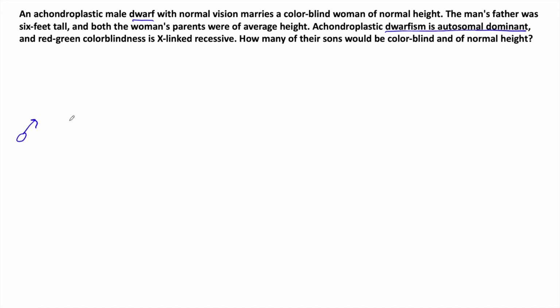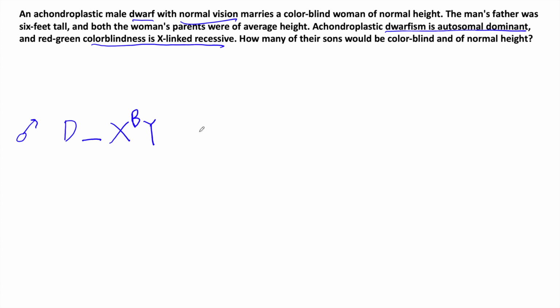Okay, so that means since he has it, he has to have at least one dominant, so let's say big D. And he could be big D, or big D, little d, so I'm going to put big D dash for now. Then it says he has normal vision, and it tells you that color blindness is X-linked recessive. Since it's on the X chromosome, now we need to list his sex chromosomes, which he has an X and a Y. He has normal vision, and since colorblindness is recessive, that means he must have the dominant on the X. Let's say big B. So X big B Y. Remember, the gene is not on the Y, it's only on the X.